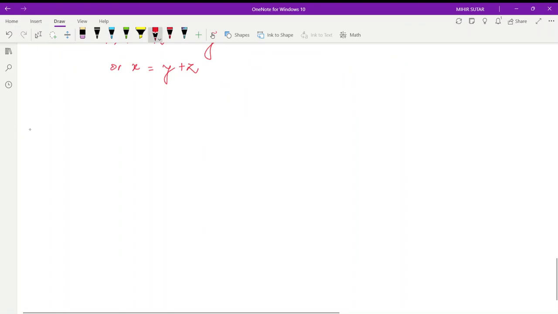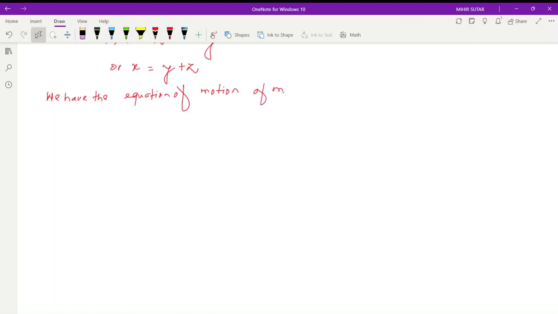Now, we have the equation of motion of mass for the absolute amplitude case. The equation is m x double dot plus c x dot plus k x is equal to k y plus c y dot.